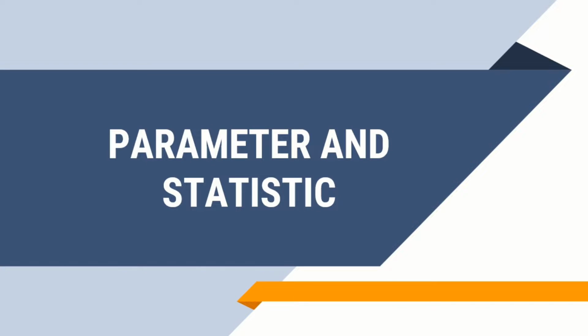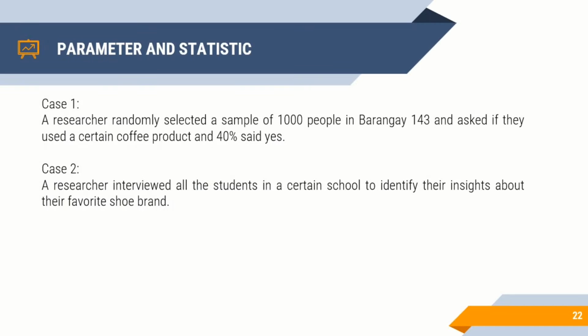Now let's move on to the second topic, which is parameter and statistic. So there are two cases presented. Identify which of the cases involves measures from a population and a sample. So from case 1, it states that a researcher randomly selected a sample of 1,000 people in Barangay 143 and asked if they use a certain product, and 40% said yes. In case 2, a researcher interviewed all the students in a certain school to identify their insights about their favorite shoe brand.